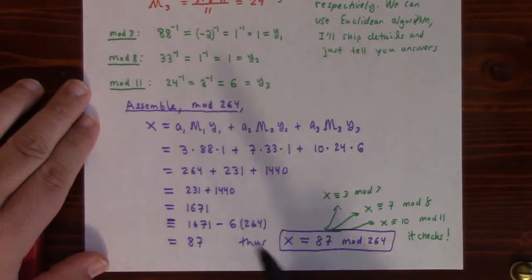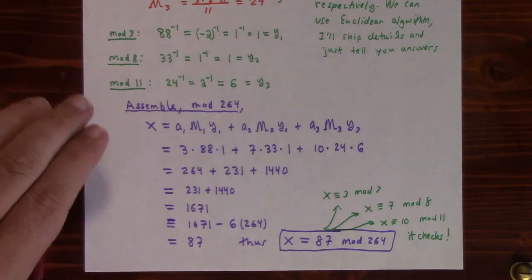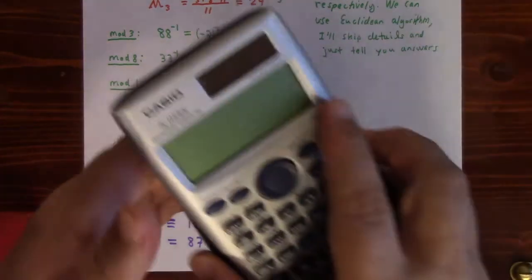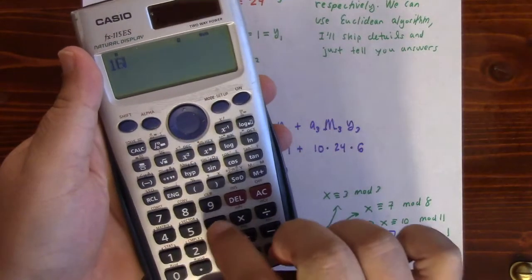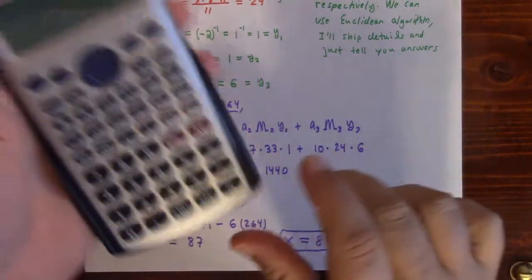So what I did then to figure out what to do next is pretty simple, guys. You just take 1671, right? And divide by 264, right?